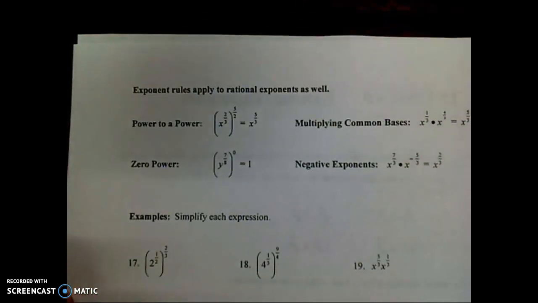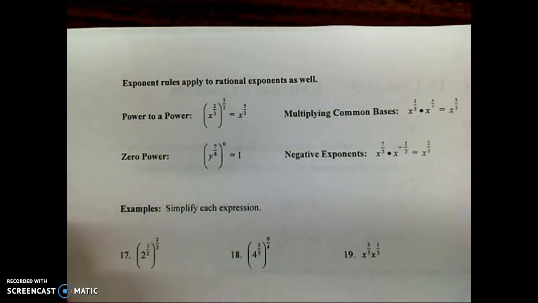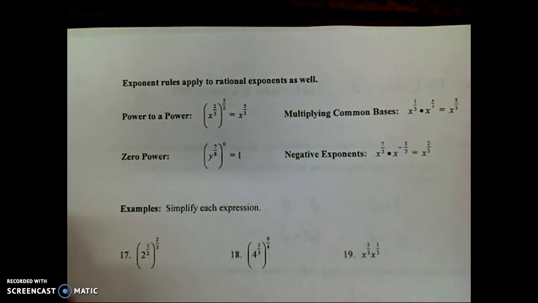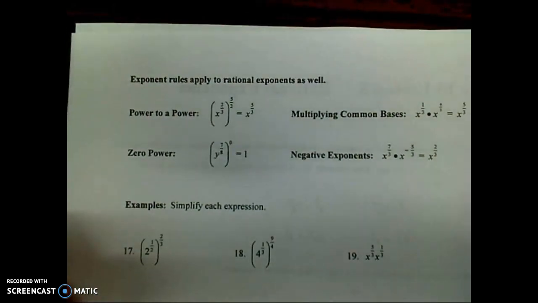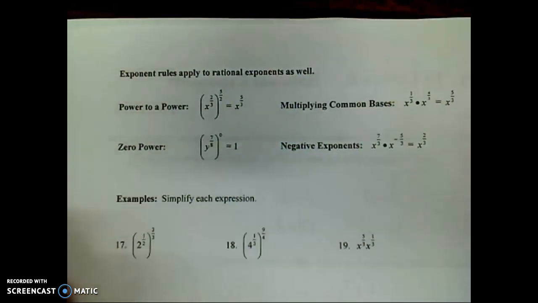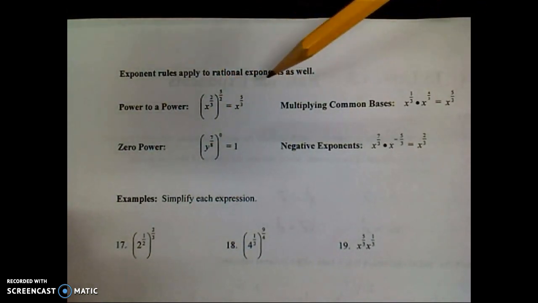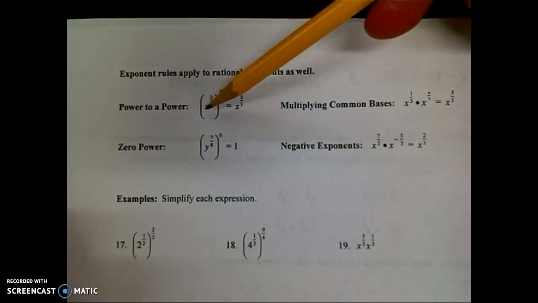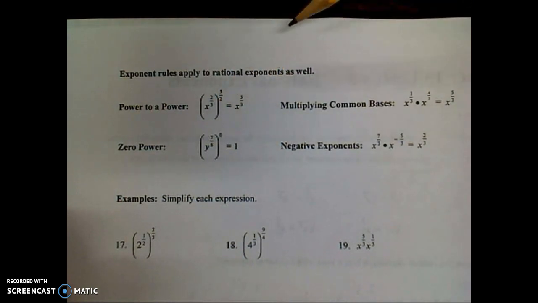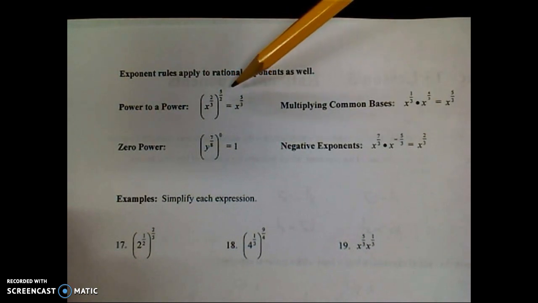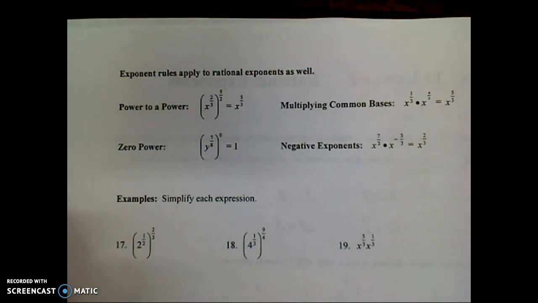So just a reminder that when we have exponents, we have rules for how we operate with those. Multiplying powers at the same base, dividing powers at the same base, raising a power to a power, zero and negative exponents. And these same exponent rules apply to rational exponents. Raising a power to a power, we would actually multiply the two exponents. So as an example, x to the 2/3 raised to the 5/2. So 2 times 5 is 10, 3 times 2 is 6, 10 over 6 reduces to 5 over 3.